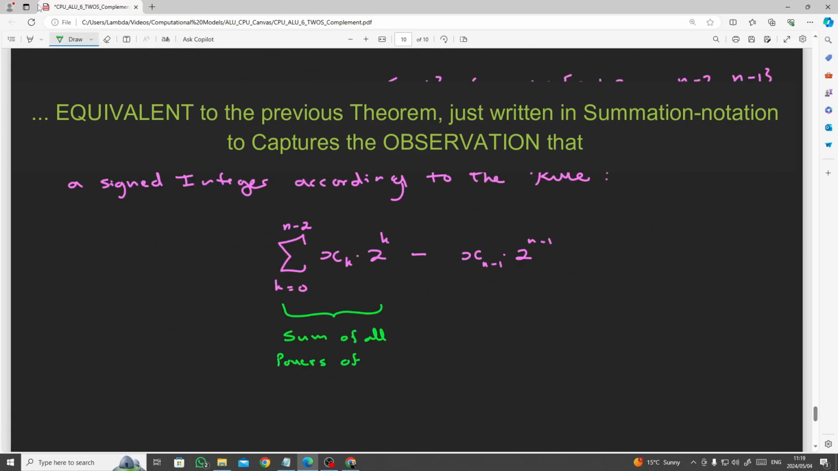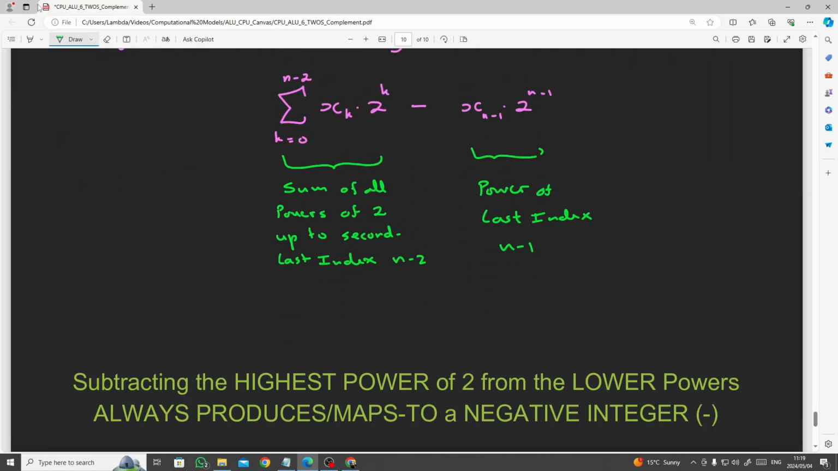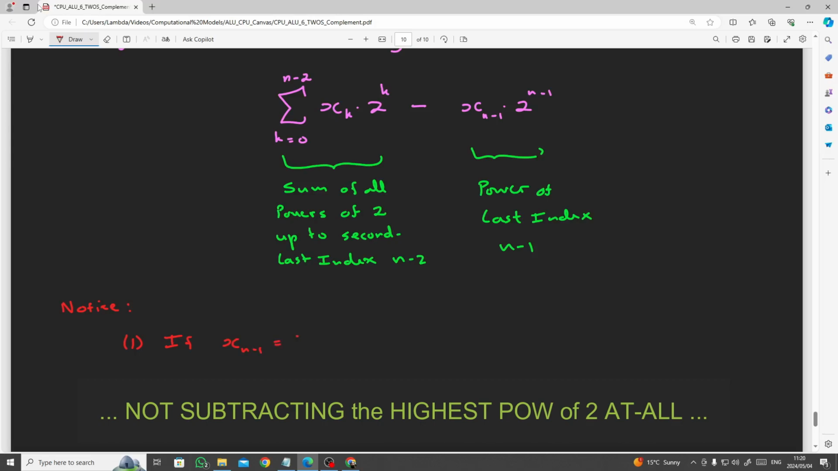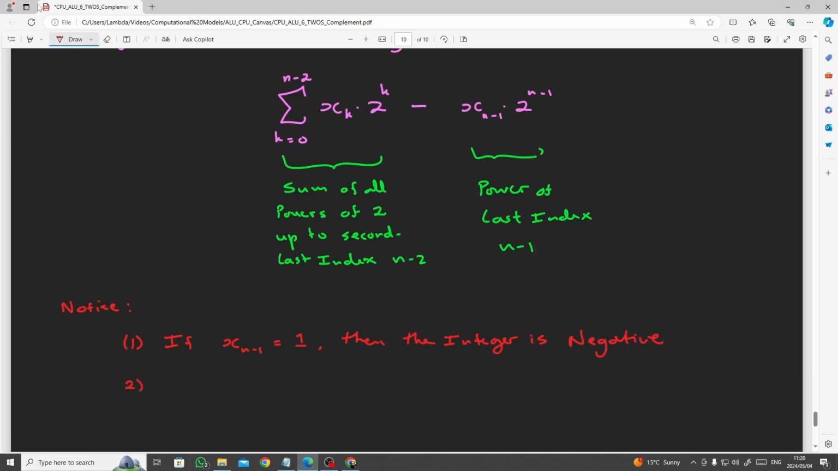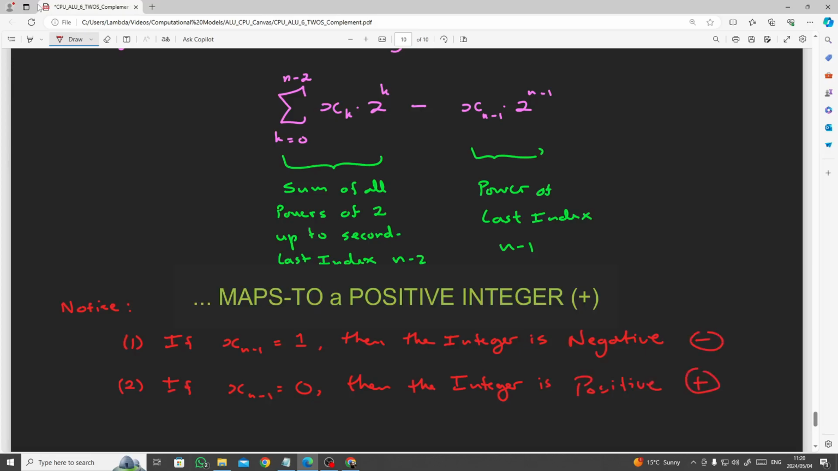to capture the observation that subtracting the highest power of 2 from the lower exponents always produces or maps to a negative number, while not subtracting the highest power of 2 at all, in other words its coefficient is 0, reverses the situation, instead maps to a positive integer.